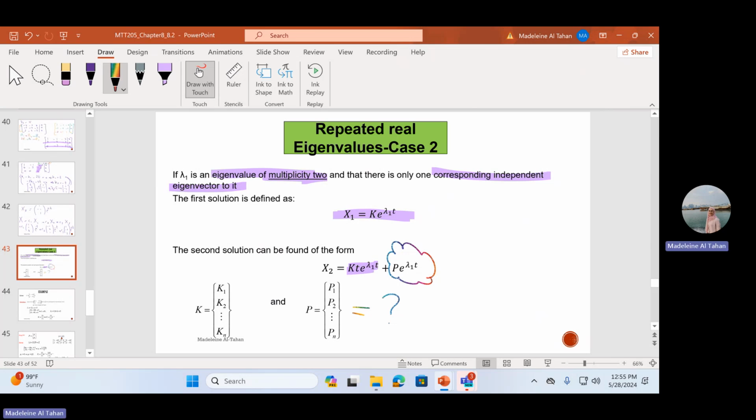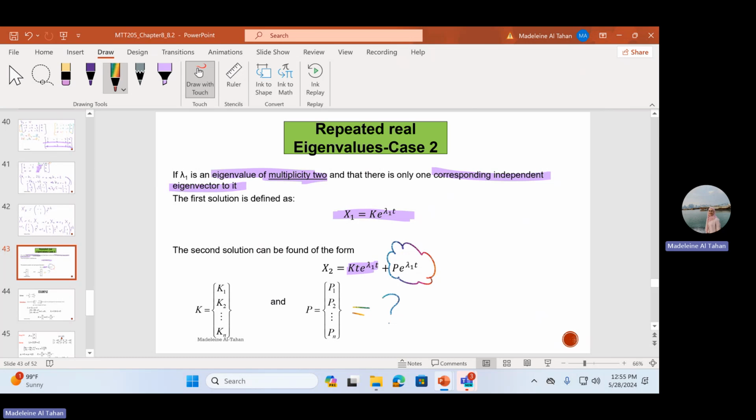So the first solution we know it is k e^(lambda 1 t). The second solution will be of this form. What's the only thing that we don't know here? K we know, lambda 1 we know. What do we need only? P. How do we find P?